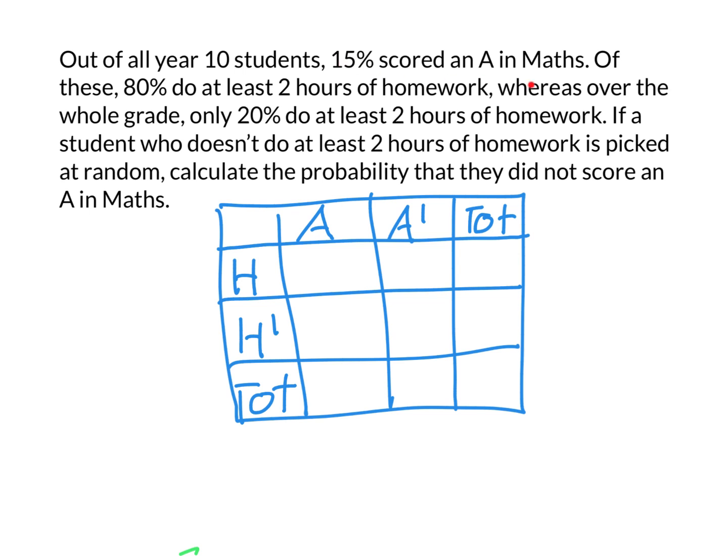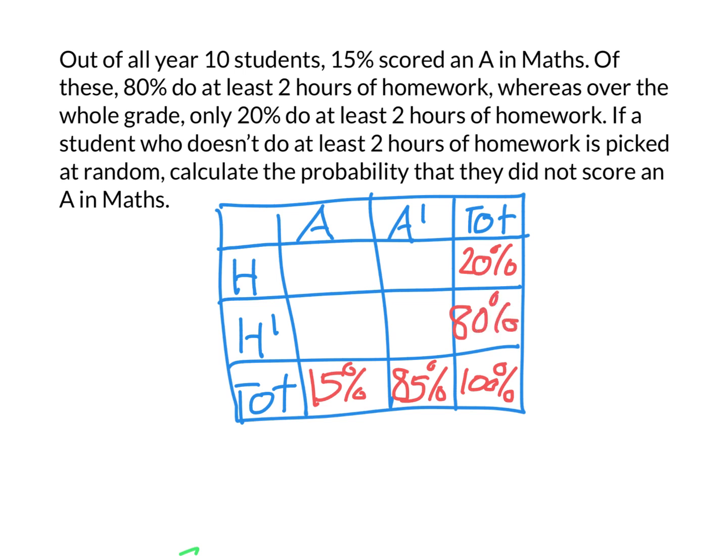So we're told 15% scored an A in maths. So I'm going to put 15% here in the total. So if 15% scored an A in maths, that means 85% didn't, because percentages need to add to 100%, just like probabilities add to 1. So the question also told us that 20% of the total here do at least 2 hours of homework. So I'm going to put 20% there. That, of course, means 80% don't do at least 2 hours of homework.